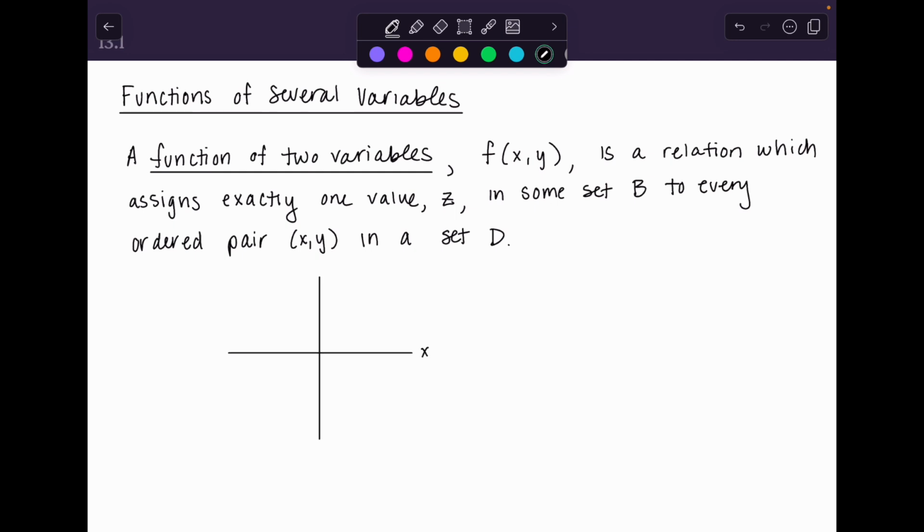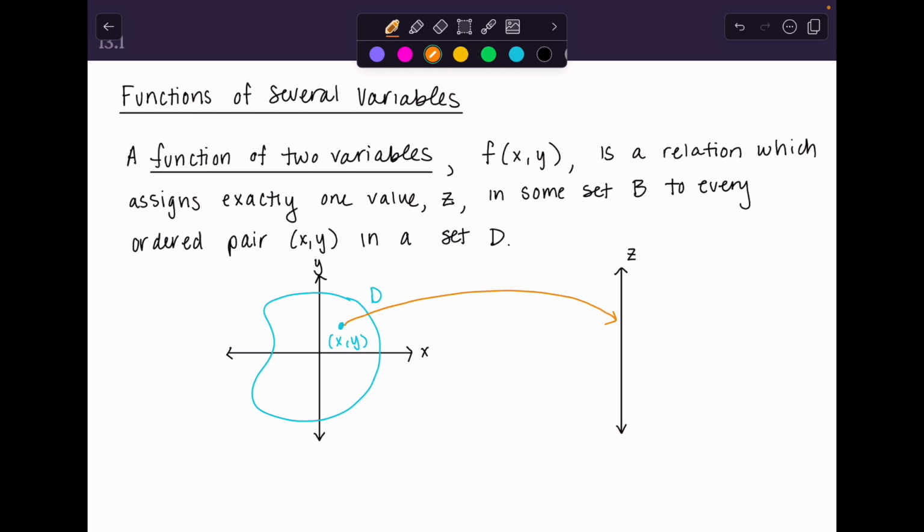Now our domain, which is that input set, is going to be some region in the xy plane. And every single one of those points in that region is corresponding to a third value, which is on the z-axis. Okay. So my domain now is going to look something maybe like this. This is the set D. So all the points in here are some xy values, and every single one of these is going to correspond to an output. So this is how we get these z values.